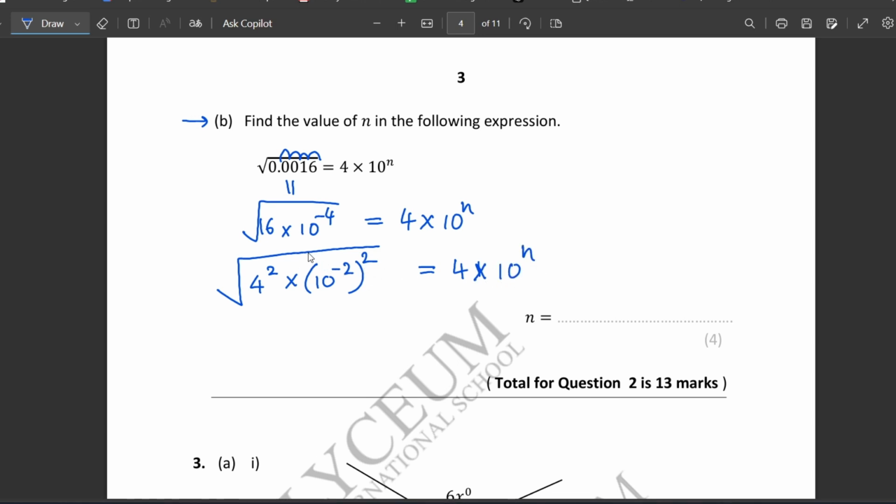So you know that when we apply the square root, these two power squared terms get cancelled. So this becomes like this. So you can see these two we can cancel out. So then we are left with this. So if the base is same, powers also should be same. So n equals minus 2.